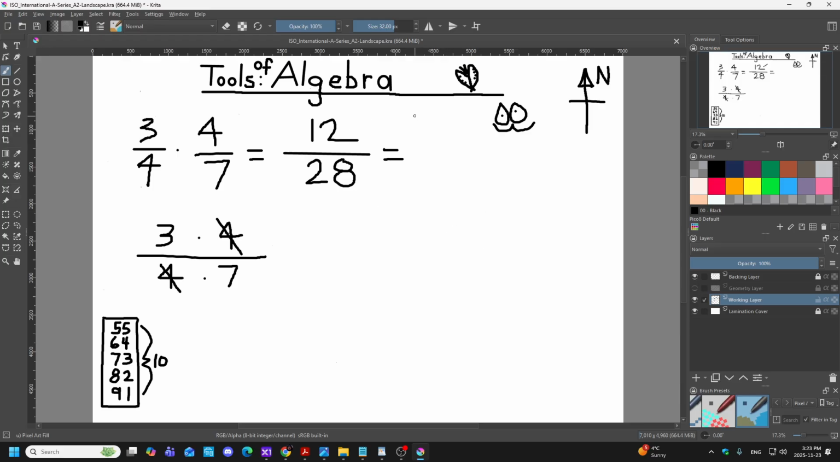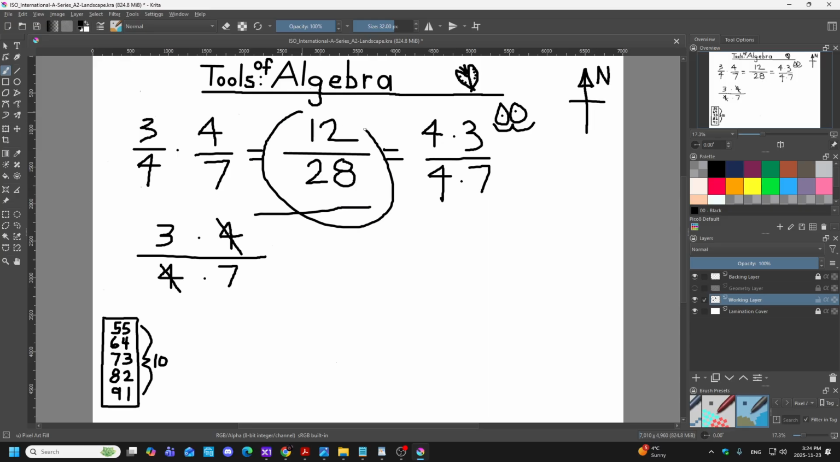We could actually factor, right? I know 12 can be divided by 2. I know 28 can be divided by 2, but that's not enough, right? So essentially, I am breaking these numbers apart again and doing the same thing. So I'm doing extra work. I'm going forward, creating an answer, but then I'm going backwards, back to where I started, right? Why do all that work when we could simply skip all this and just cancel right at the beginning?